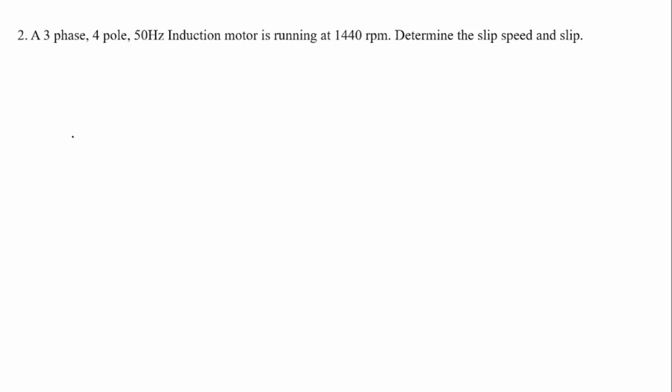Next, the second problem. Here a 3-phase 4-pole 50 Hz induction motor is running at 1440 RPM. Determine the slip speed and slip. First we will write the given data. Number of poles P is equal to 4. Frequency F is equal to 50 Hz. And the actual speed of the motor N is equal to 1440 RPM. We have to find out the slip as well as the slip speed, Ns minus N.